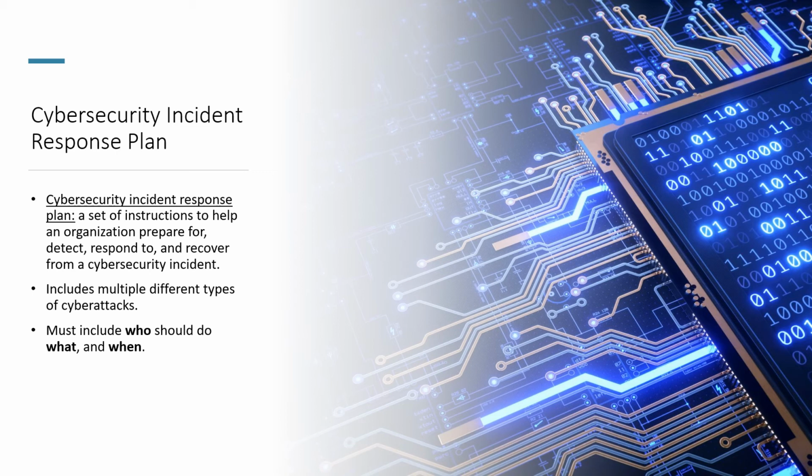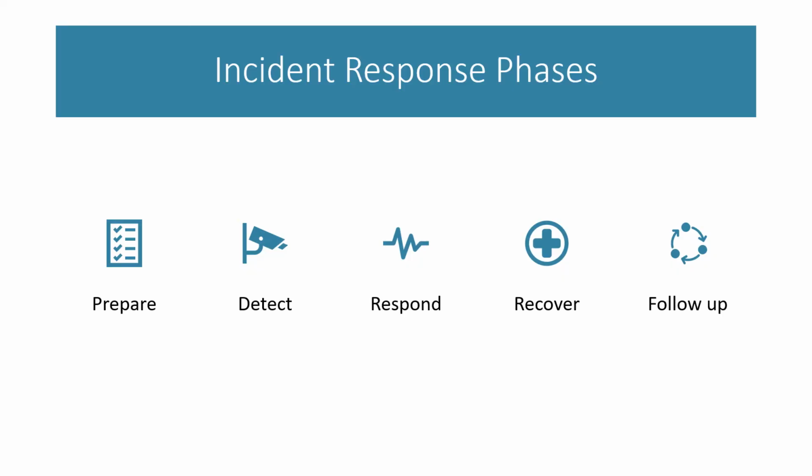A cybersecurity incident response plan should include who should do what and when. This means having specific instructions in a checklist format for each role in your organization. This can include everyone from legal, public relations, HR, end users, and customer service. We are going to be talking about the different phases of incident response, all of which should be included in your incident response plan. These include prepare, detect, respond, recover, and follow up.